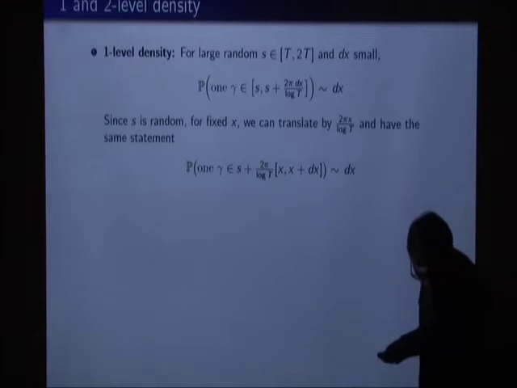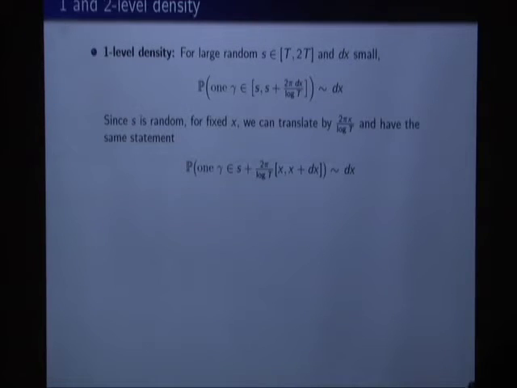And just for the purposes of what follows, let me restate this one more time. We can just translate by 2 pi x over log t, since we're already randomizing. This statement is exactly equivalent to the statement that the probability that one of these gammas lies at s plus 2 pi over log t times the interval x to x plus dx is asymptotic to dx. This statement we can prove is just a restatement of the Riemann-von Mangoldt formula.